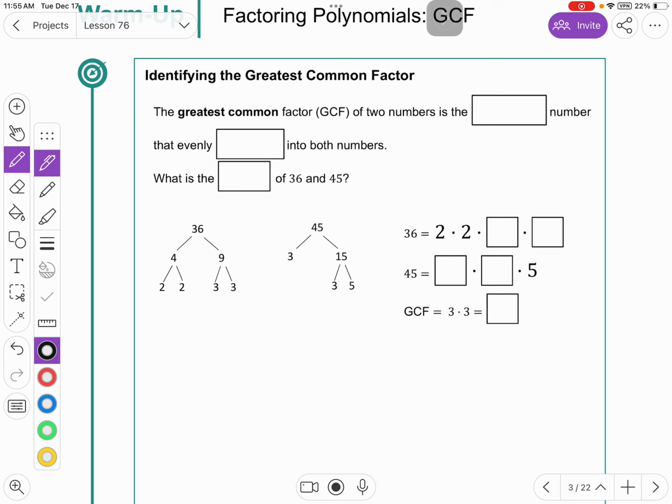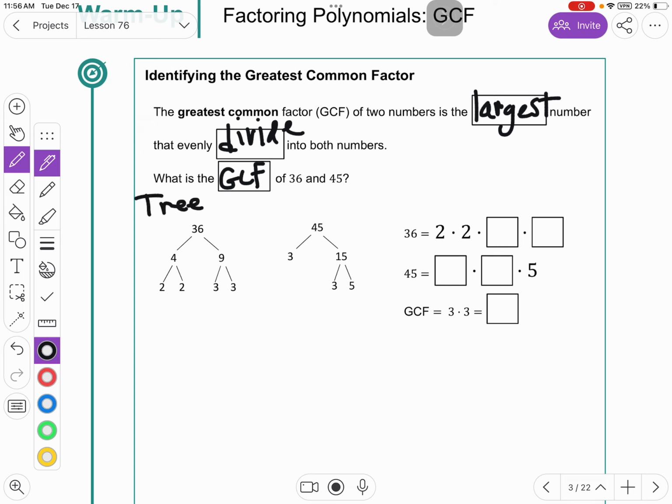So that is the largest number that can evenly divide into two numbers, into both numbers. So what's the greatest common factor? What is the GCF of 36 and 45? Well, here, let's make a factor tree. So here's our factor tree for 36 and for 45.